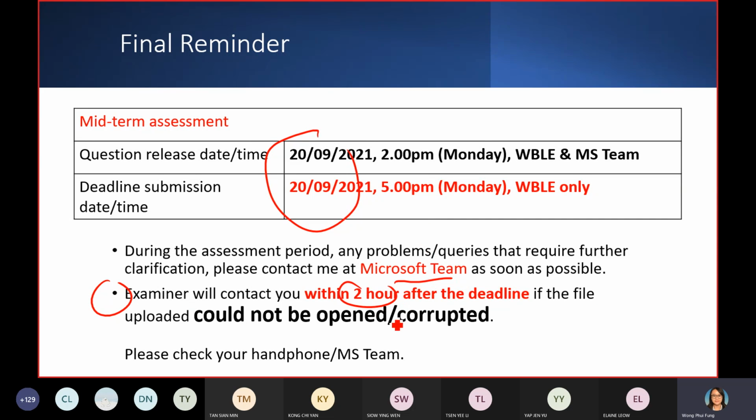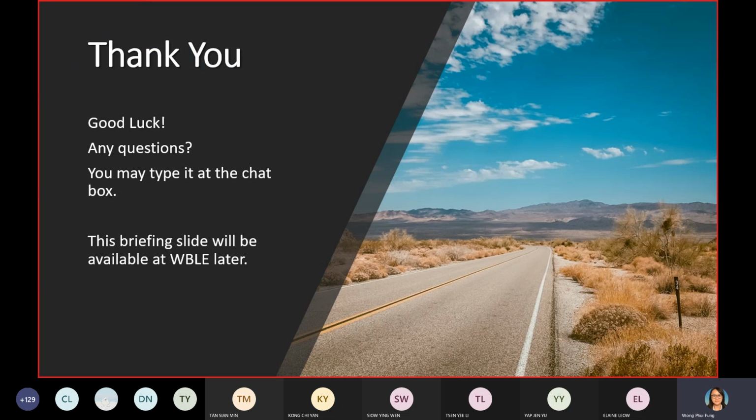Submit the VM to me. So within 2 hours, I will call you to see whether you pick up or not. If you don't pick up, I cannot help you already. So please make sure you are alert with your phone and your MS Teams after 5 p.m. until 7 p.m. If I call you, if I message you, please answer. Okay, so that's it for the final assessment.